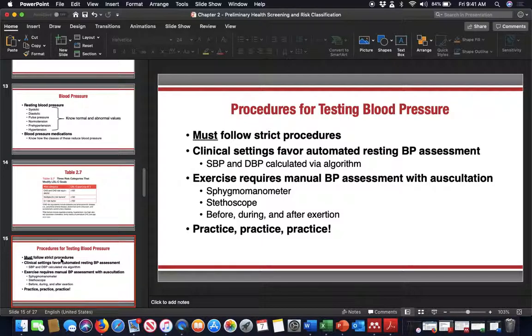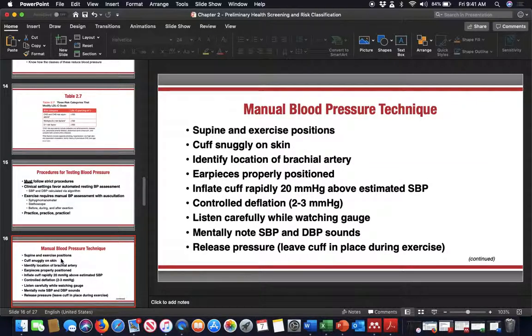So we have to be able to constantly practice that, because sometimes automatic ones are not a one-size-fits-all, and using a regular blood pressure cuff and a stethoscope is going to be your best alternative. So the more you do it, the better opportunity you have to hear different sounds from different people. So this is the technique here.